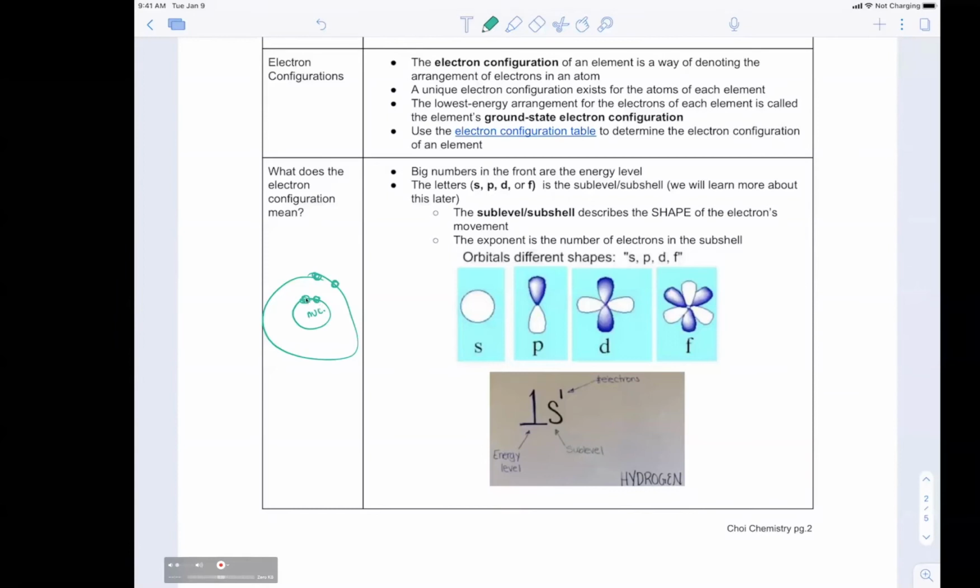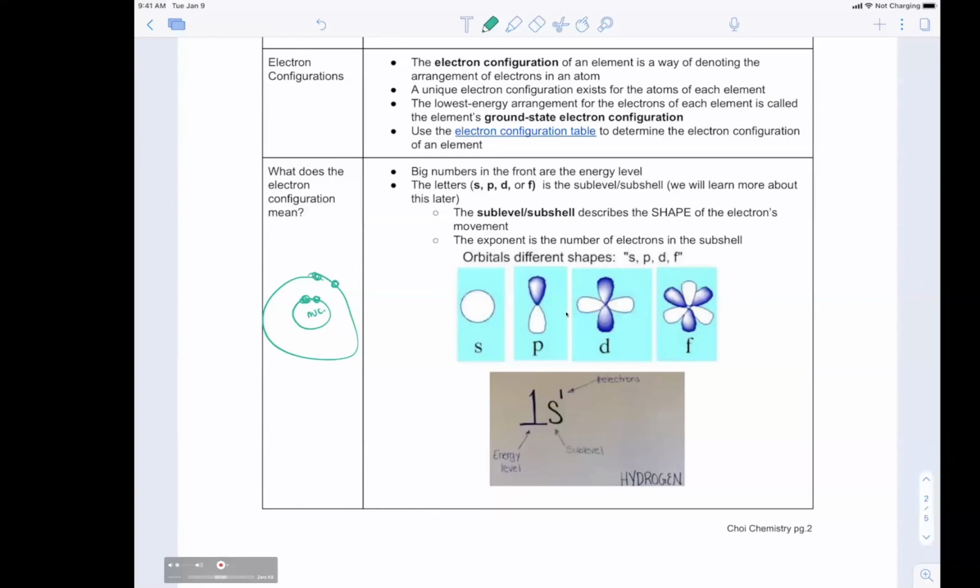We always picture electrons moving in a circle around the nucleus, like the planets orbiting in an ellipse around the sun. But this is a very two-dimensional picture of what's going on. Electrons actually move in different types of shapes. So they don't all just move in a circle.